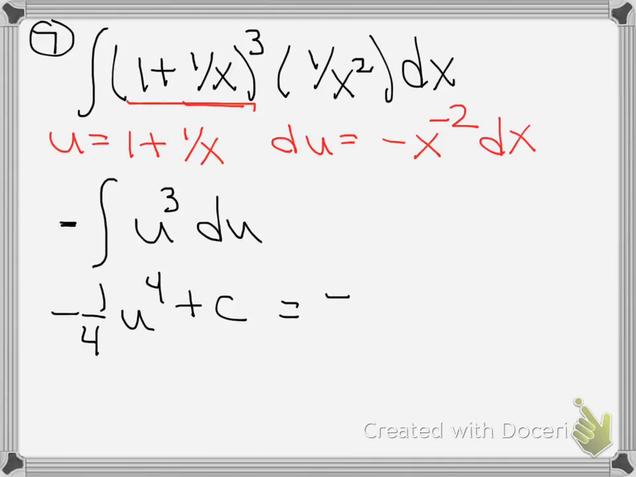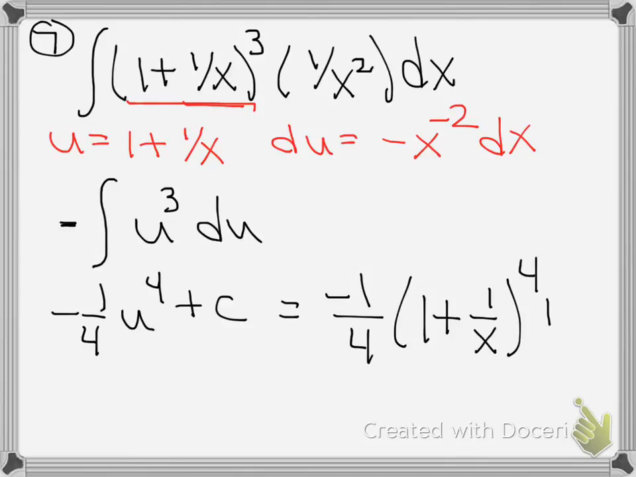But you can't leave it like that, so we say negative 1/4 parentheses 1 plus 1 over x to the fourth plus our constant. All right, here we go. Three more for you to try, and we'll call it a day.